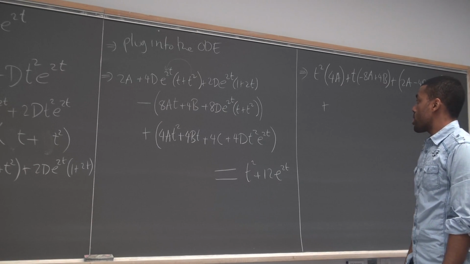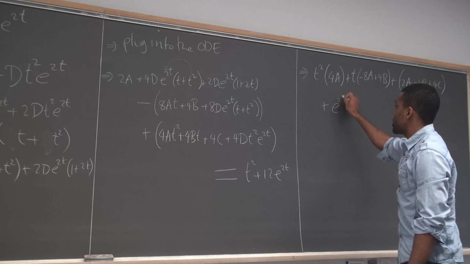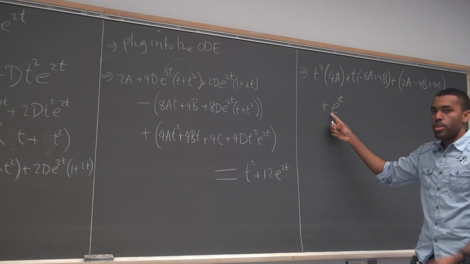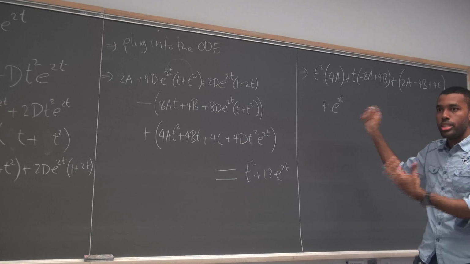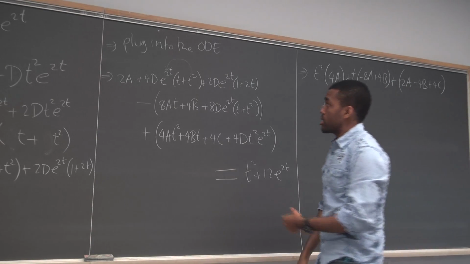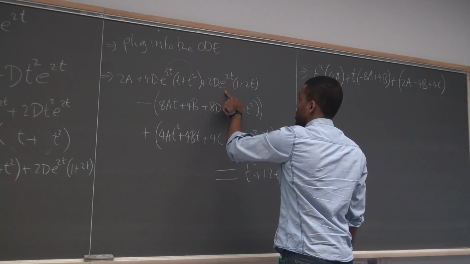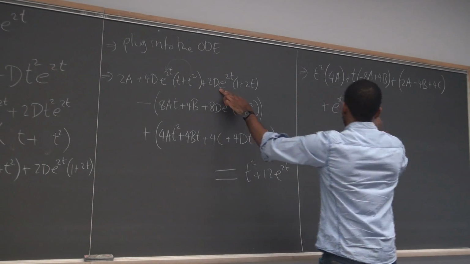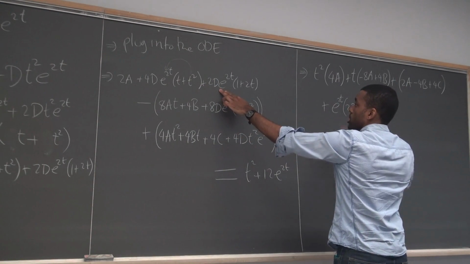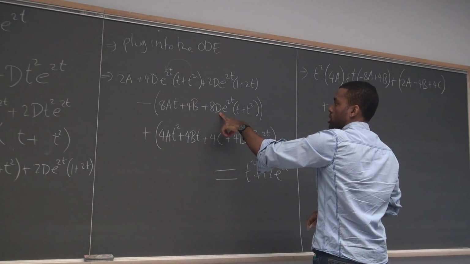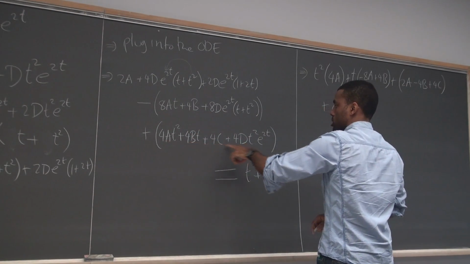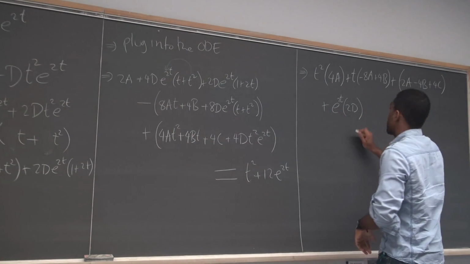Now let's start with our exponentials. Let's look at the guys that are e to the 2t. Now remember, that's different from t e to the 2t and t squared e to the 2t. Guys with only e to the 2t times a constant, right? None here, none here, not there. Here, right? We have 2d. None here, none here. That's it.